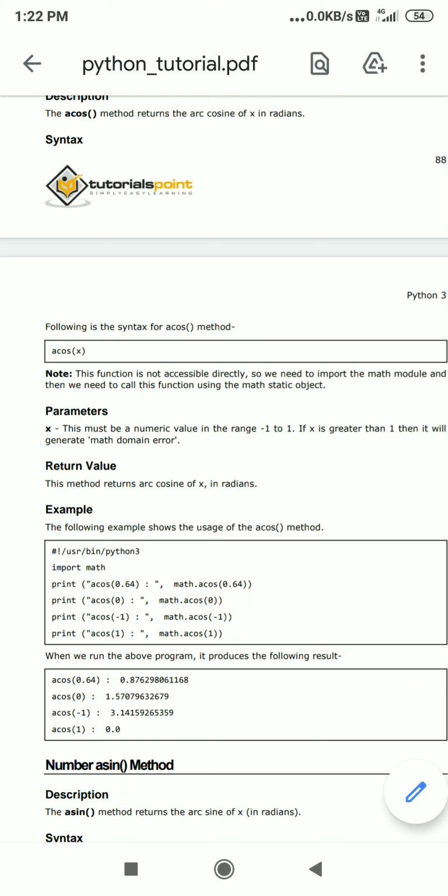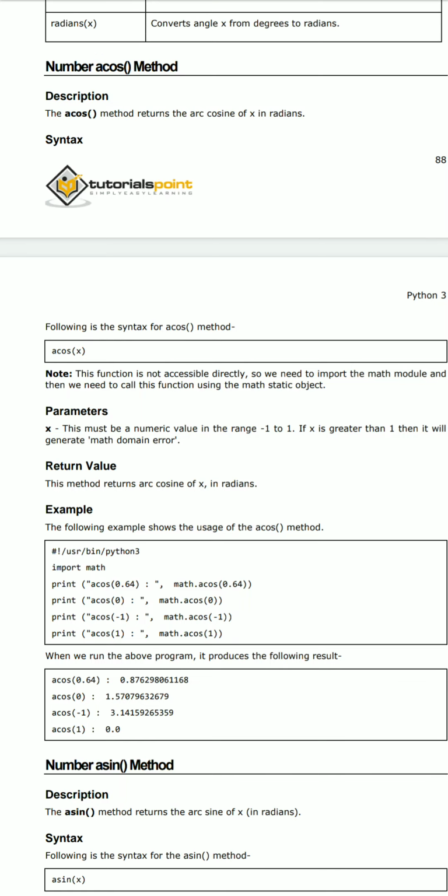Hello all, and here we have the numeric data type functions. Next one is the trigonometry functions, and the first method in the numeric data type in Python 3 is the acos method. By using this method it returns the arc cosine of x, in radians.